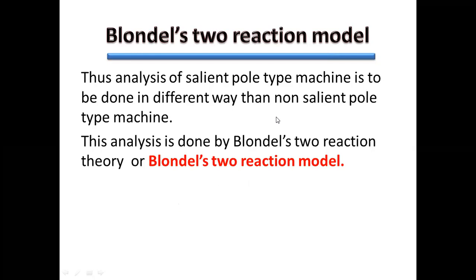For a non-salient pole machine, the air gap is uniform. That is, the length of air gap between stator and rotor core is almost uniform. And in this case, the salient pole machine, it is no longer uniform. It is different along the direct axis and different along the quadrature axis. So the analysis is to be done in a different way, and this theory is proposed by Blondel. It is known as Blondel's two-reaction model or Blondel's two-reaction theory.